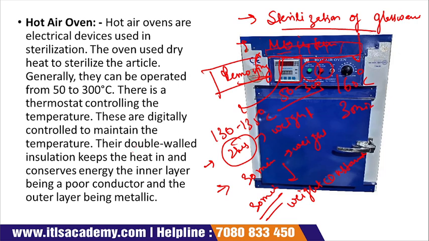The hot air oven is double walled and insulated, to keep the heat in and conserve energy. The inner layer is a poor conductor and the outer layer is metallic. This is all about the hot air oven.